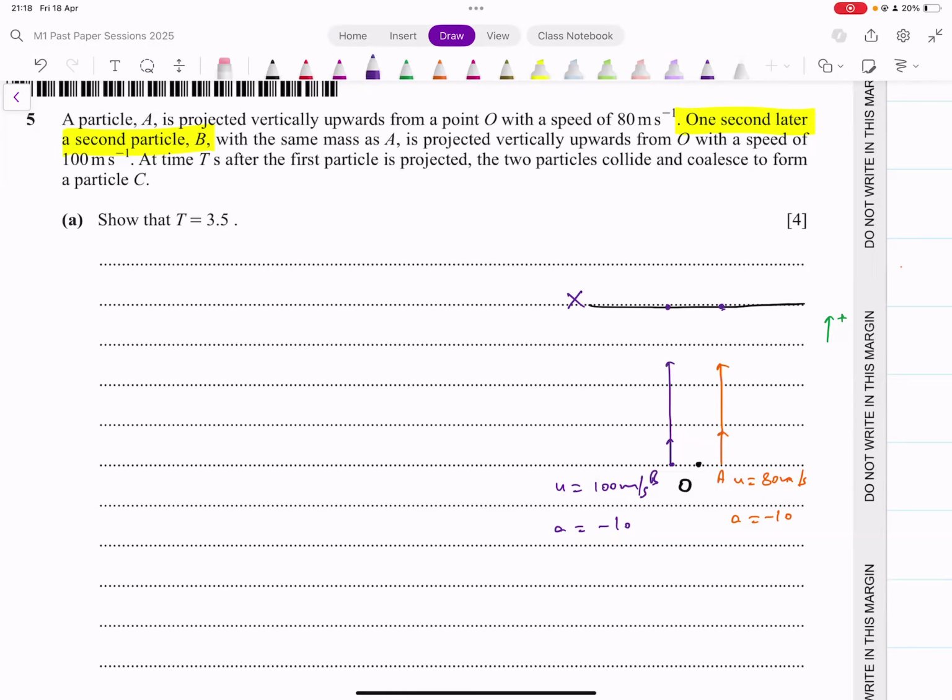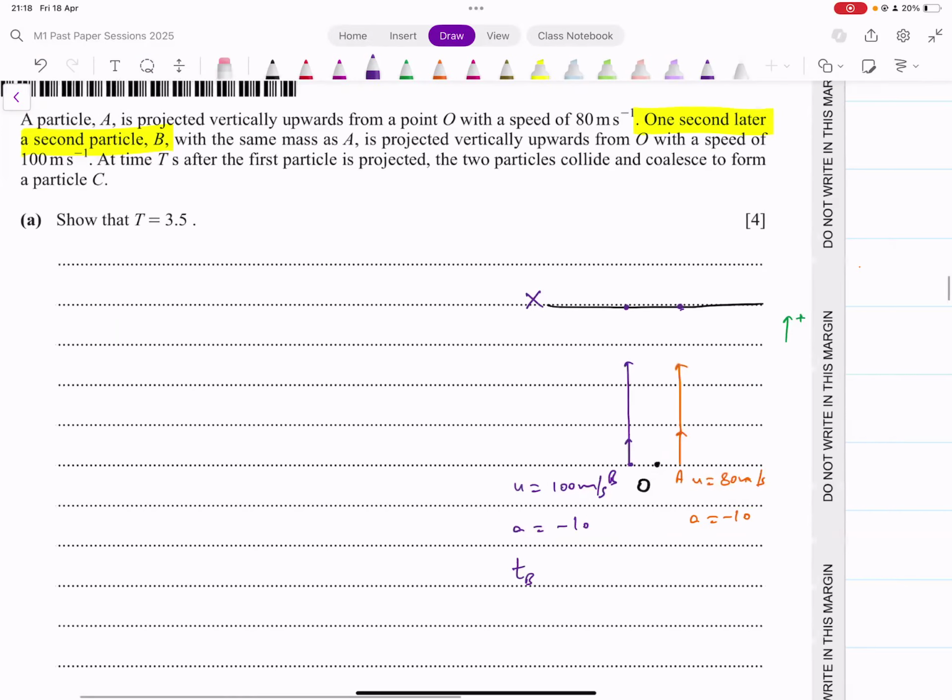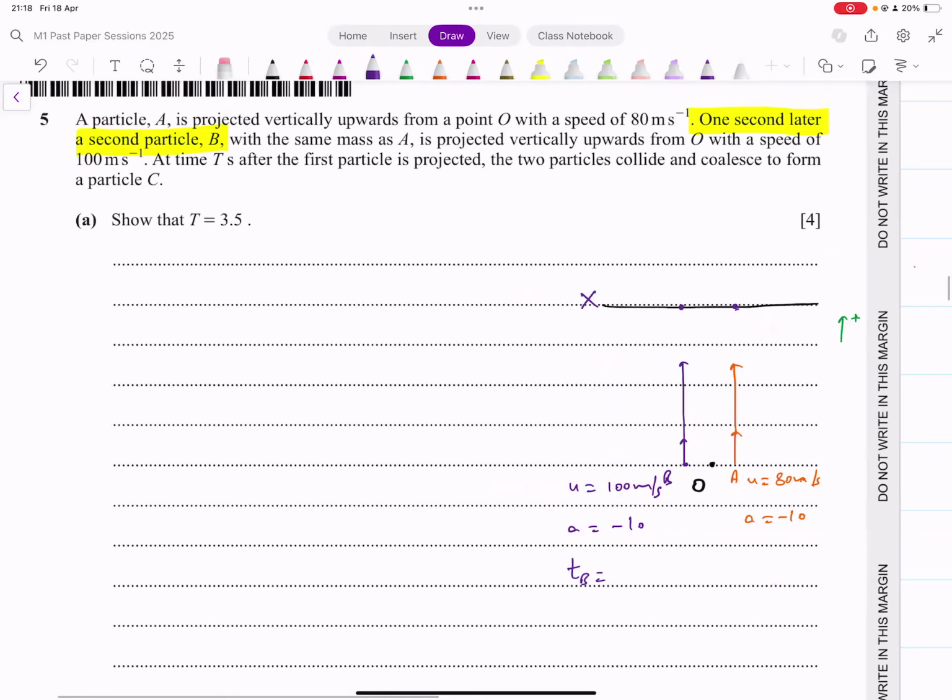If I were to call time taken for A, if I were to call that T, what would be the time taken for B? The particle that is projected later, and it reaches the same point at the same time instant, that will take less time. So if time for A is T, the time for B will be T minus 1.